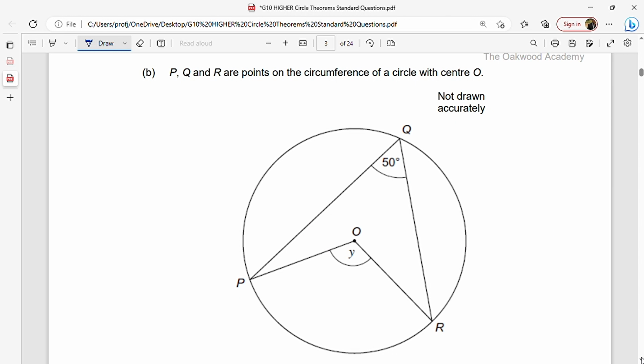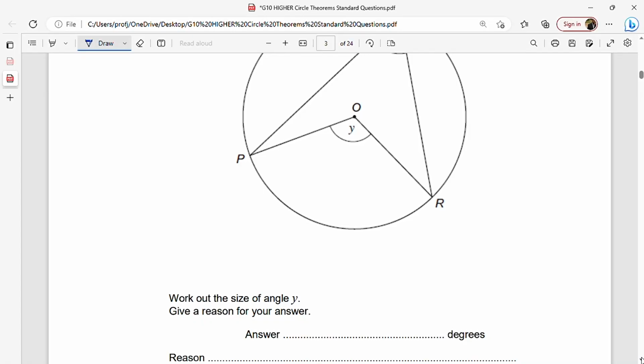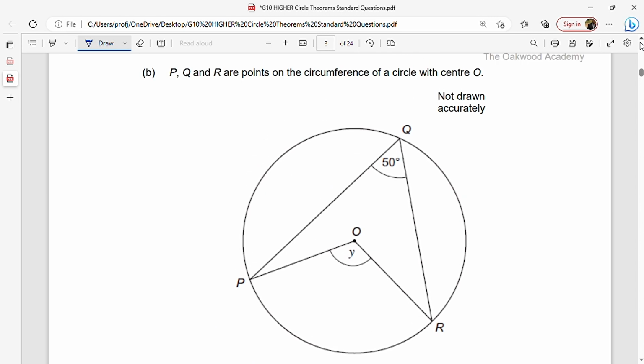On page 2: P, Q, and R are points on the circumference of the circle with center O. Work out the angle Y. The size of the angle Y is what we are looking for, and it says give a reason for your answer. So angle Y is actually direct. It's a very simple question.